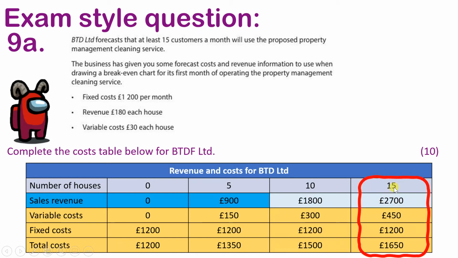And the fourth and final column for you to fill in is 15 houses that are cleaned. 15 houses gives you a revenue of £2,700, variable cost of £450, and fixed cost again 1,200. So fixed and variable together gives you a total cost of 1,650.